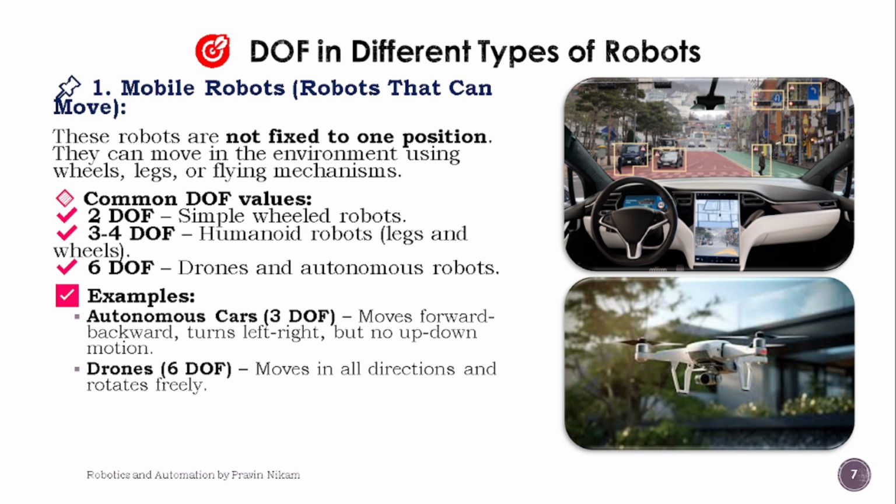Drones have 6 degrees of freedom because they move in all directions and rotate freely. So more degrees of freedom equals more movement possibilities. This is another equation for degrees of freedom.